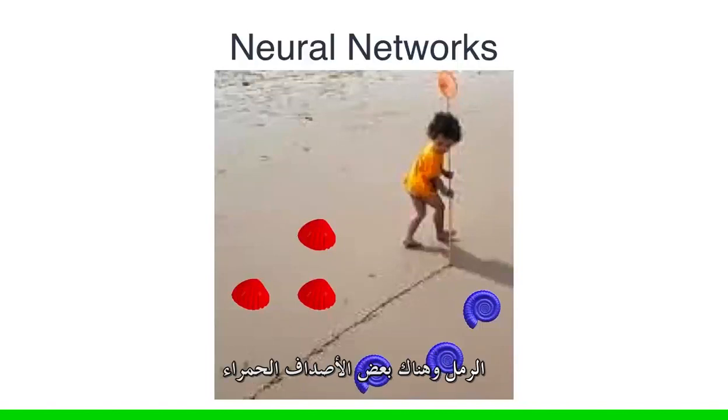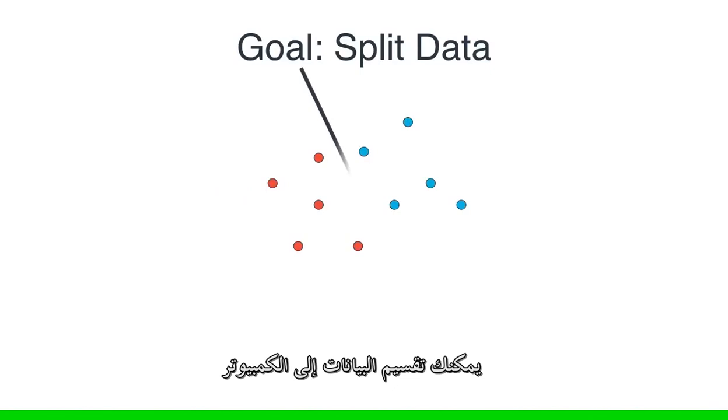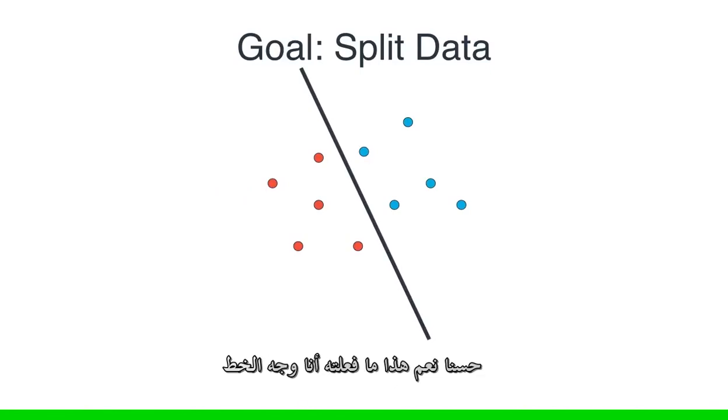When I think of a neural network, I think of a kid playing in the sand, and there are some red shells and some blue shells, and you tell the kid, okay, can you draw a line to separate those red shells from those blue shells? And that's exactly what the goal of neural networks is. You have some data in the form of some red points and some blue points, and you want to tell the computer, hey, can you split the data? So the computer goes, yes, that's what I did. I drew a line, or some maybe more complicated solutions. But the idea is to teach a computer how to split data. And how do we do this? Well, in the same way that we found that cake, or that we descended from the mountain.